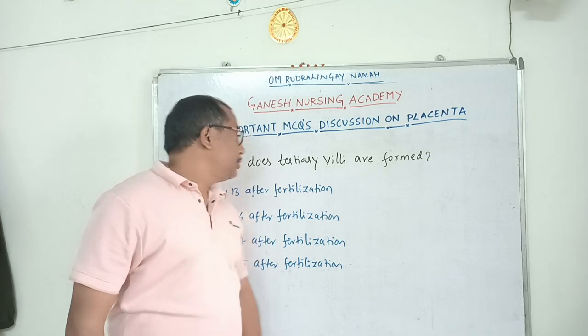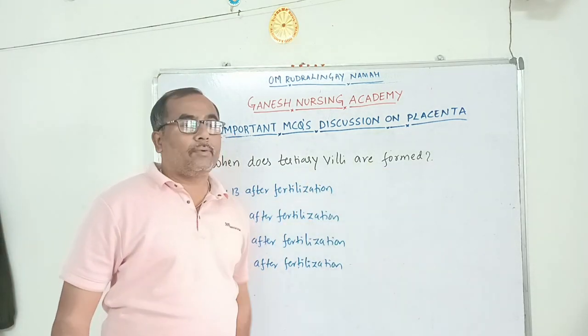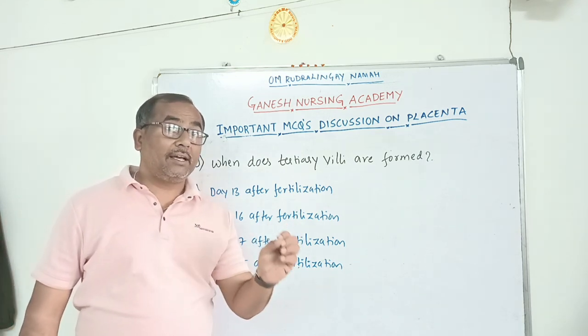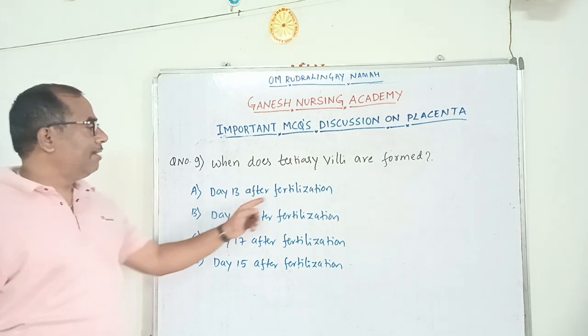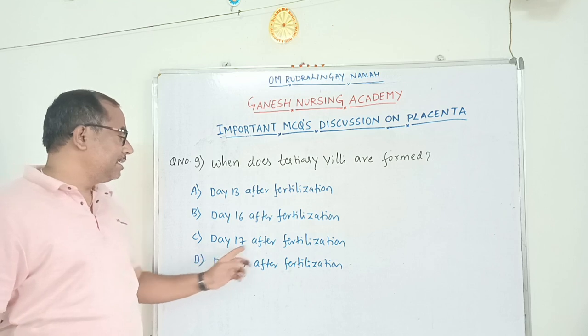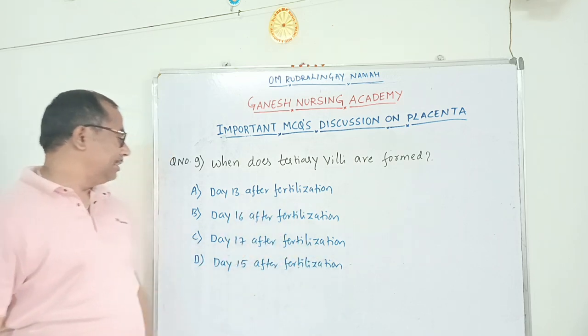Okay, dear students, let's see the next question. Question number 9. When are the tertiary villi formed? In the formation of the placenta, when are the tertiary villi formed? Option A is day 13 after fertilization. Option B, day 16 after fertilization. Option C, day 17 after fertilization. Option D, day 15 after fertilization.